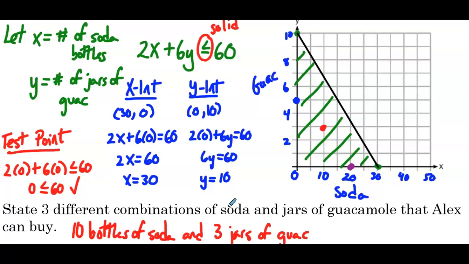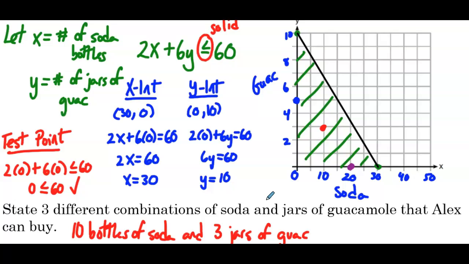First, why are we only focused on the first quadrant, on the positive x-axis and the positive y-axis? Well, in the context of all these word problems, no other part of our axes would make sense, right? It wouldn't make sense to have negative bottles of soda or negative jars of guac. So that's why for these word problems with these inequalities, we restrict ourselves to just the positive x, the positive y axes in the first quadrant.